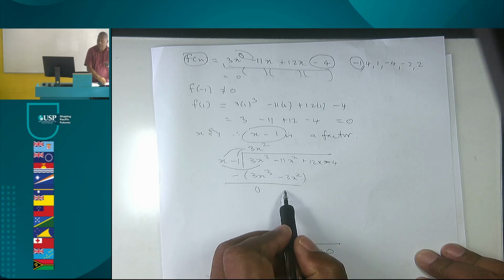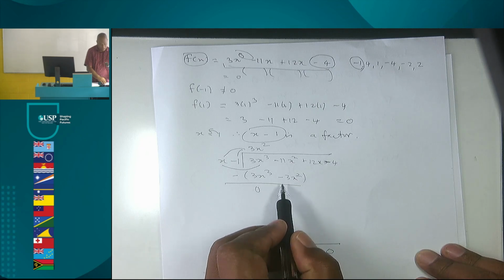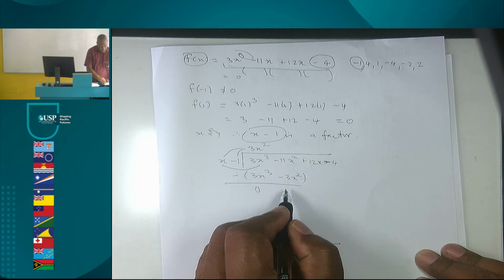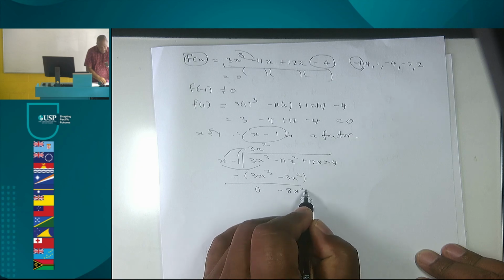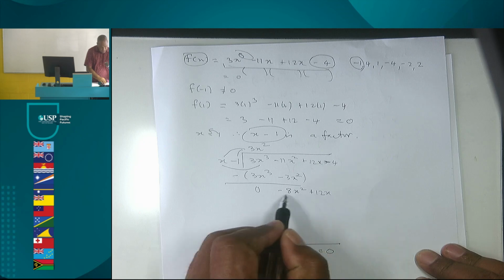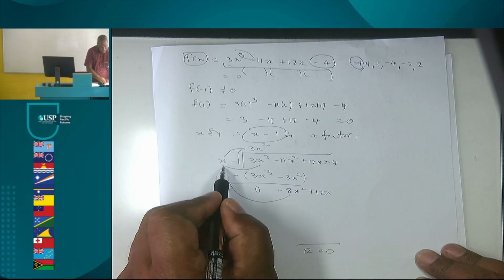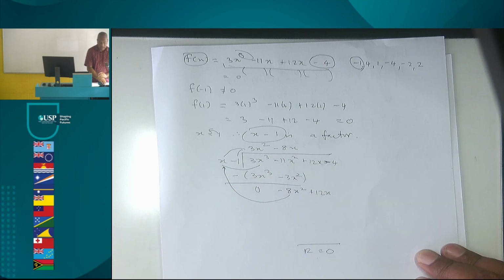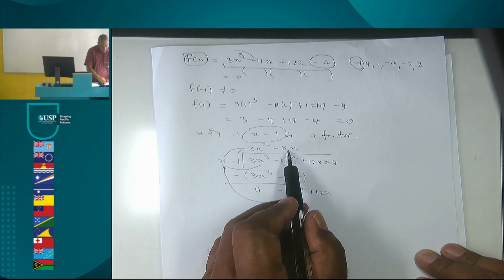What do I have here? Negative 11x squared minus a negative 3x squared. What do I have? Negative 8x squared. Bring the plus 12x. This divided by x gives negative 8x. Negative 8x times both.